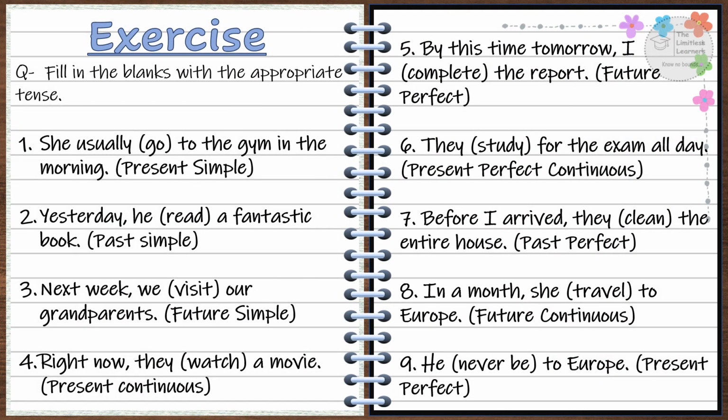Here is an exercise for you kids. Make sure to fill these blanks with the appropriate tenses. 1. She usually go to the gym in the morning. Present simple. 2. Yesterday, he read a fantastic book. Past simple. 3. Next week, we visit our grandparents. Future simple. 4. Right now, they watch a movie. Present continuous. 5. By this time tomorrow, I complete the report.